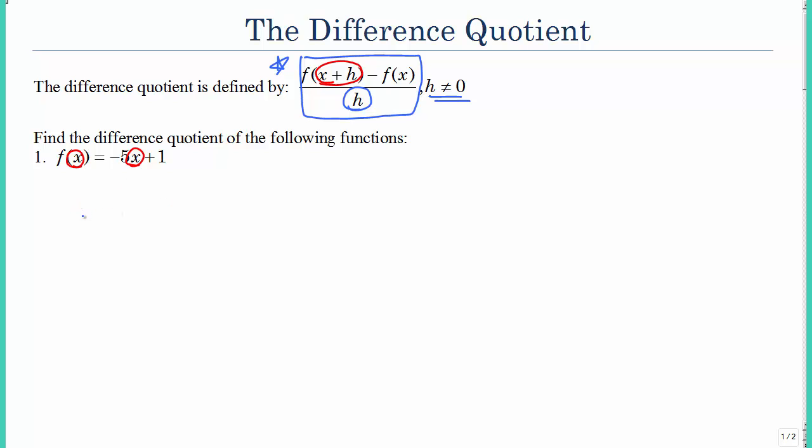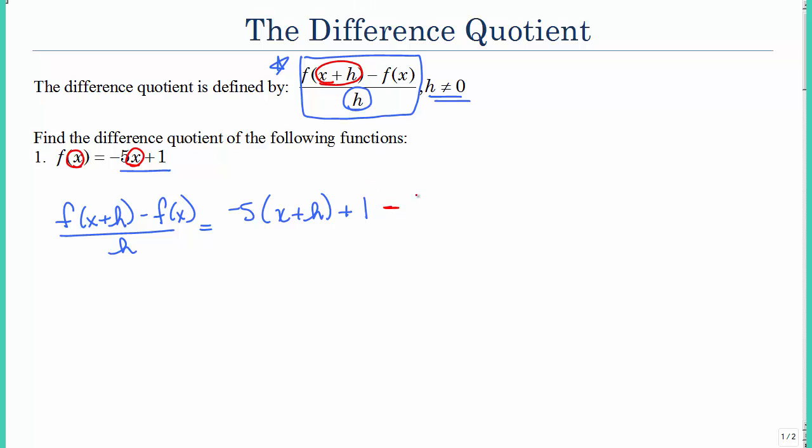So let's just start. f of x plus h minus f of x divided by h, in this case, is going to be negative 5 times x plus h plus 1. Then here comes the biggest part: minus, put your parenthesis, f of x. That minus sign is what really gets calculus students, because you will be doing this a lot in calculus. Just make sure you distribute that minus sign, divided by h.